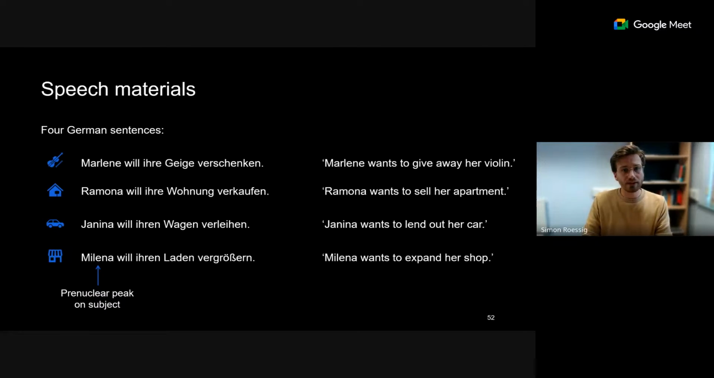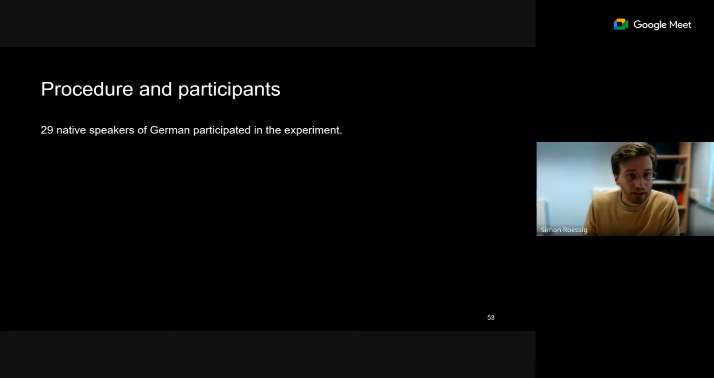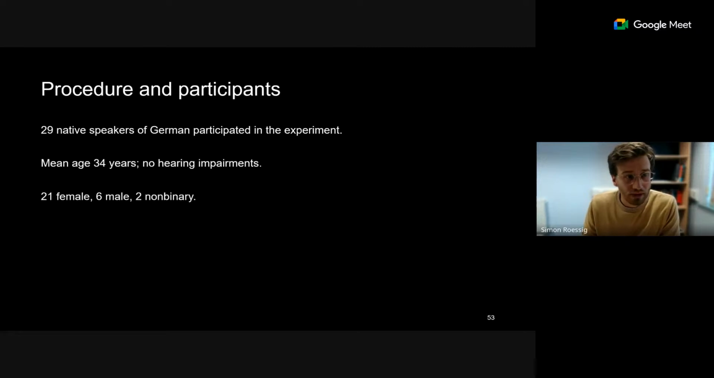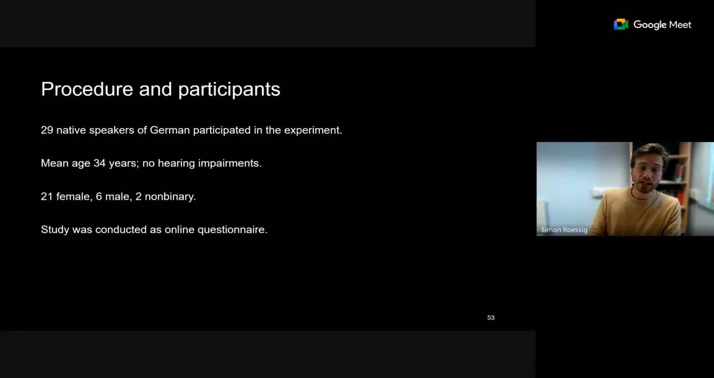The prenuclear peak is on the subject, more specifically on the second syllable, which is the stressed syllable. And the nuclear peak is on the object, and it's going to land here on the first syllable. 29 native speakers of German participated in the experiment with a mean age of 34 years. No subject had any hearing impairments. 21 were female, 5 male, 2 non-binary. The study was conducted as an online questionnaire, and so people carried it out with headphones at their homes.